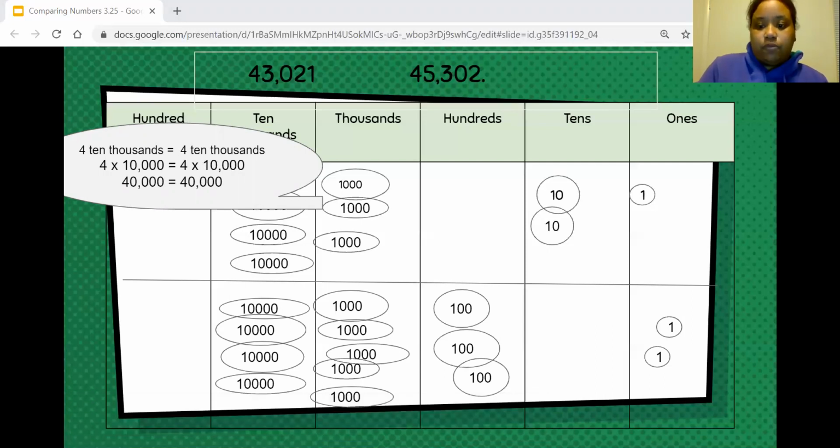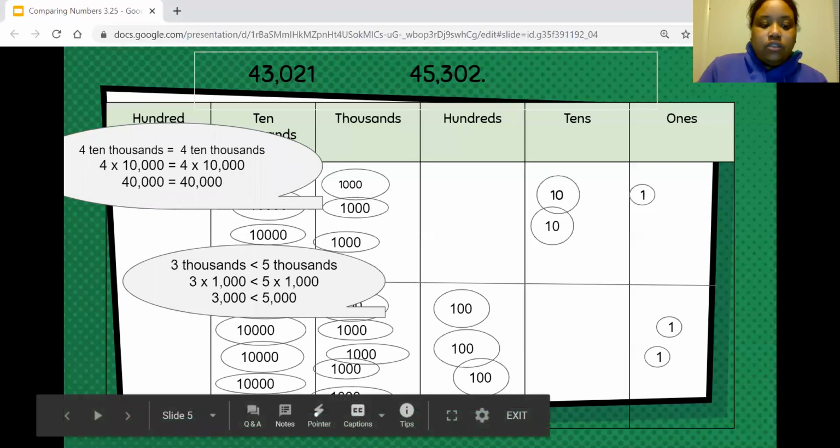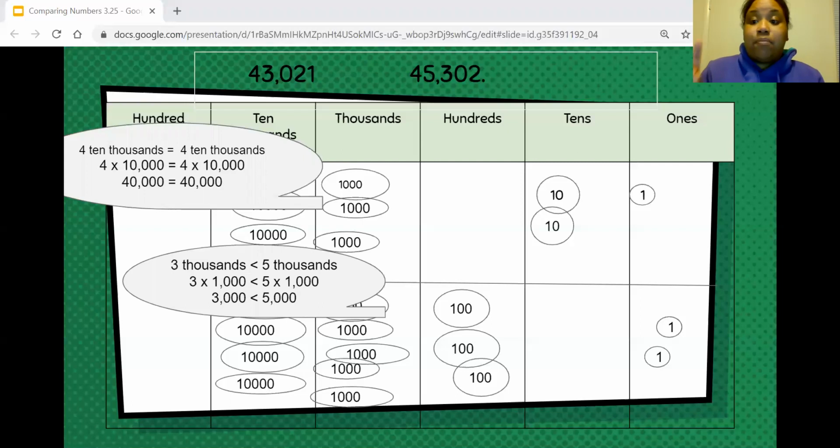I move to the thousands place. The top number has 3,000, which is less than 5,000. If I'm looking in expanded form, then 3 times 1,000 equals 3,000, and 5 times 1,000 equals 5,000. I know that 3,000 is less than 5,000, so I'm going to stop right there. 43,021 is less than 45,302. There goes my alligator mouth.